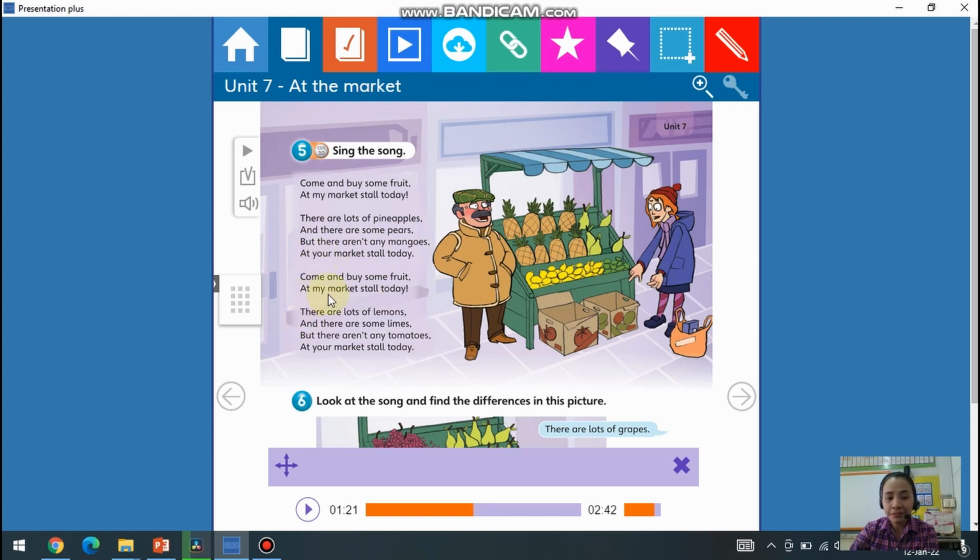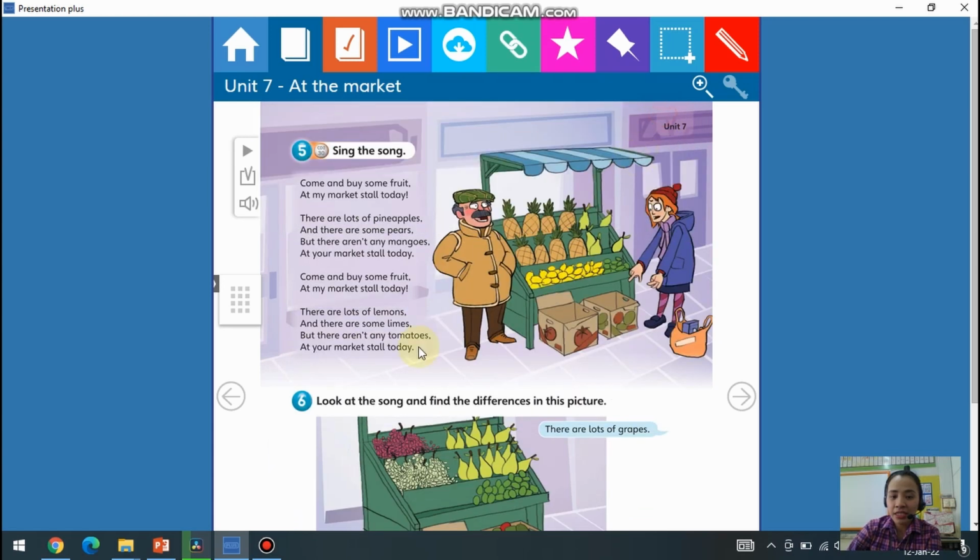Next, here there are lots of lemons. Look at the lemons. It's too many, right? So there are lots of lemons. And then there are some limes. But there aren't any tomatoes. Okay, look at the box, the tomato. There aren't any tomatoes.